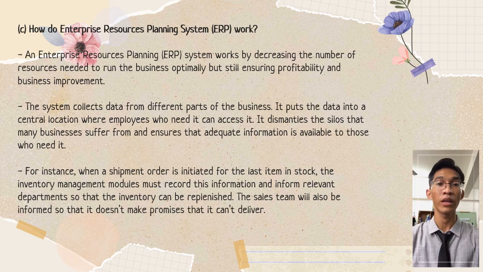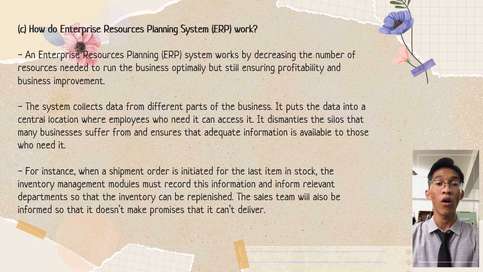Next is how does the ERP work? An ERP system works by decreasing the number of resources needed to run the business optimally but still ensuring profitability and business improvement. The system collects data from different parts of the business. It puts the data into a central location where employees who need it can access it. It dismantles the silos that many businesses suffer from and ensures that adequate information is available to those who need it.